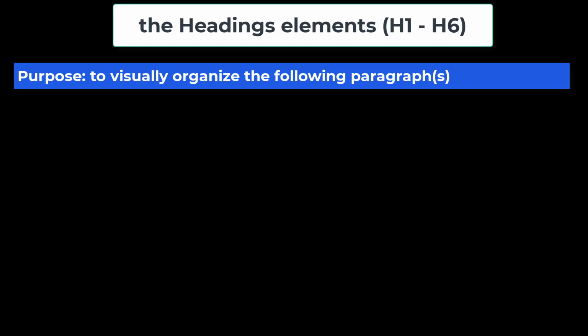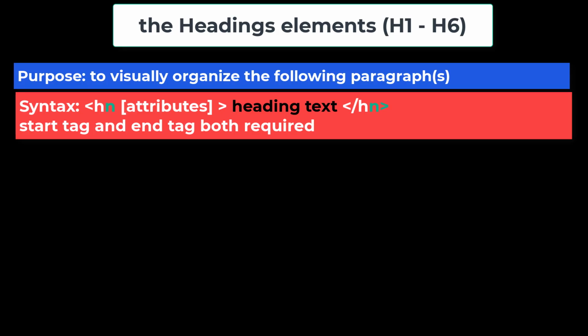Here we examine the headings elements. There are 6 of them, H1 through H6, and their purpose is to visually organize the following paragraphs. The syntax is a start tag, H1 or 2 or 3 or 4 or 5 or 6, possibly some attributes, the heading text, and an end tag to match the start tag. And the start tag and end tag are both required here.